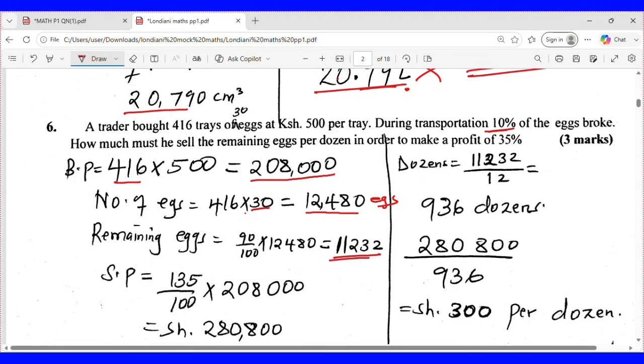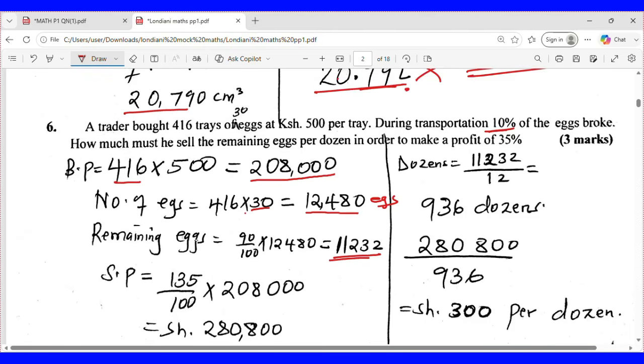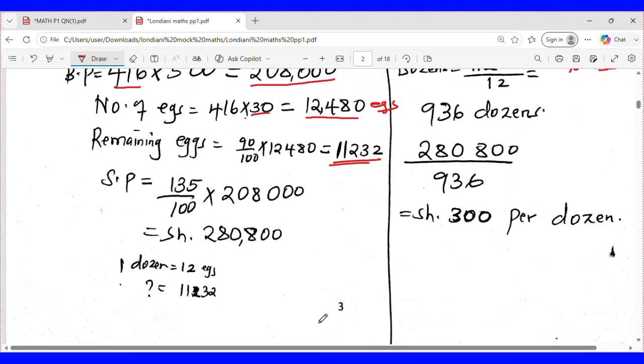So the selling price, we want 35%. It means it is 100 plus 35, because our profit should be more than 100. So now we have 135 over 100 times this. It gives us 280,000. So this is the amount we are supposed to sell to get that profit we need.